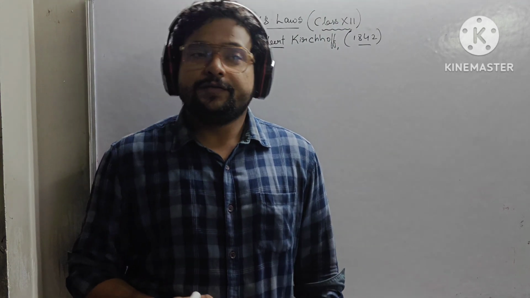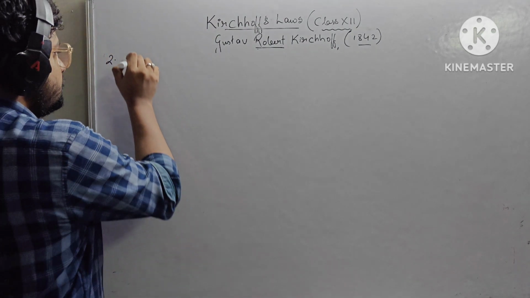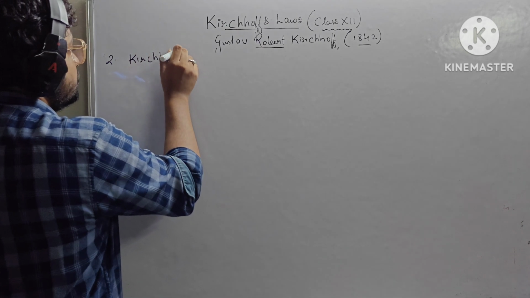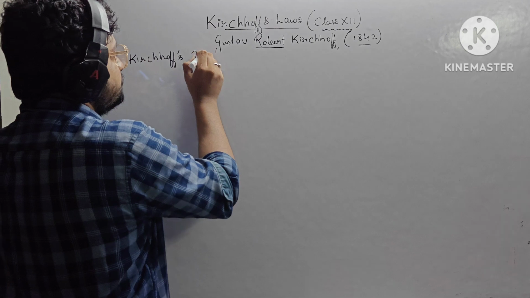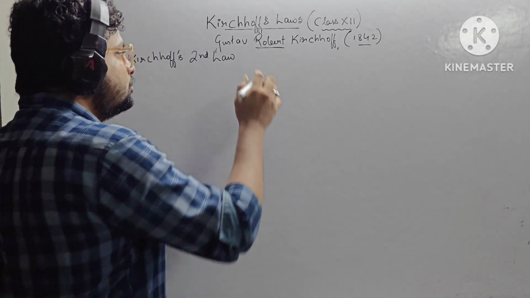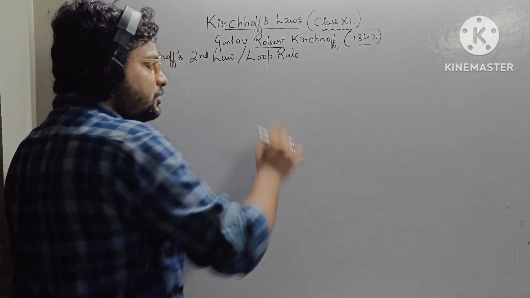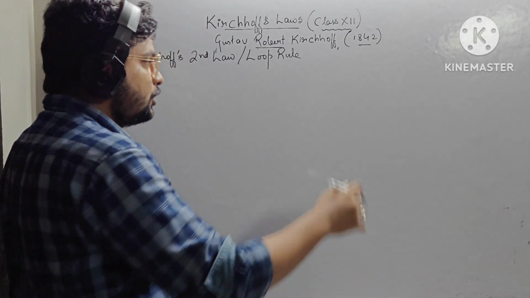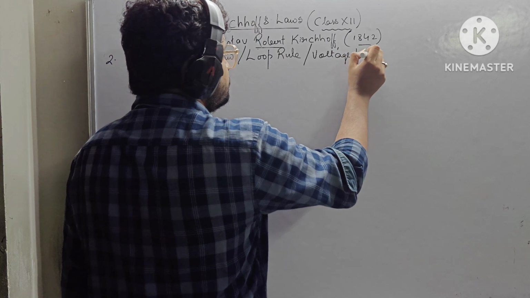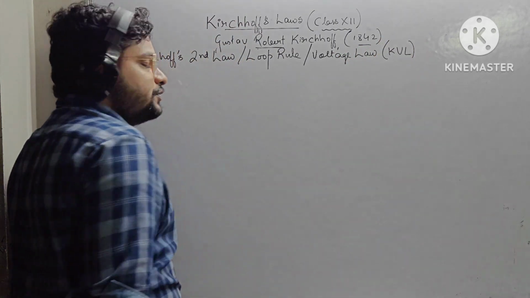So let's see Kirchhoff's second rule, number 2, Kirchhoff's second law. Kirchhoff's second law is also known as the loop rule. Like the previous one was known as the junction rule, this one is known as the loop rule. Or the voltage law. In some places, it is also written in short as KVL, Kirchhoff's voltage law.